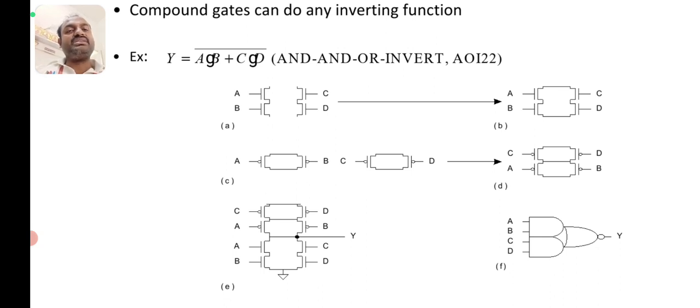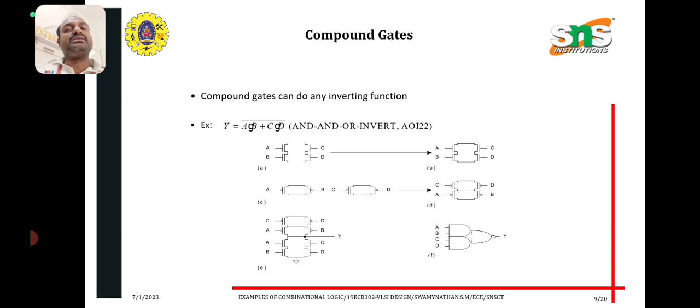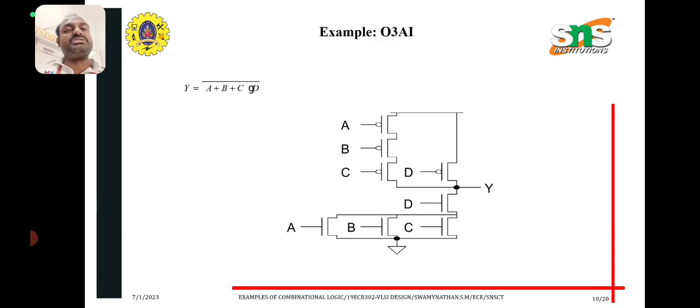Next, if AB is in series in NMOS, then in PMOS it is parallel. If CD is in series in NMOS and CD is parallel in PMOS, so it is a combination. Then you can add AB plus CD and you get the output. That is called the AND-OR-inverter, using compound gate logic. So this is the OR-AND-inverter, that is the inverse of the previous one.